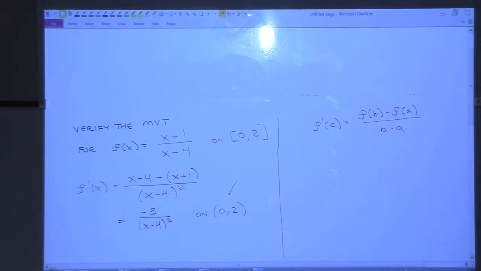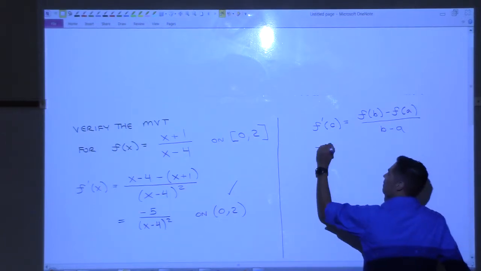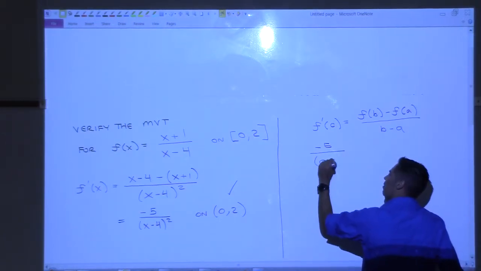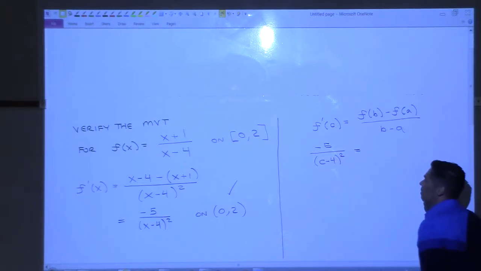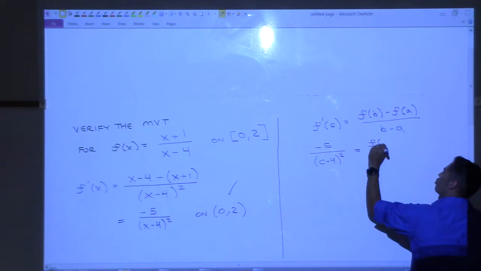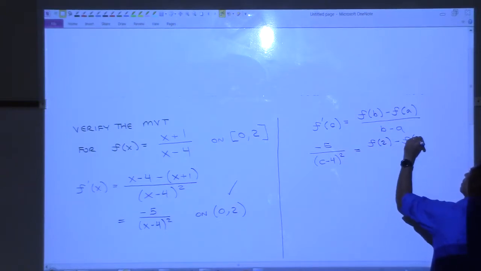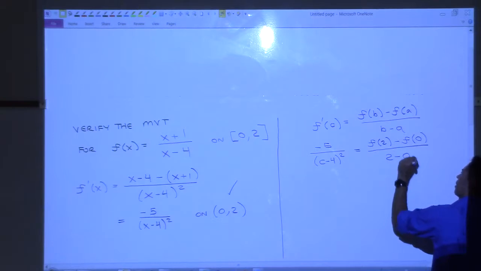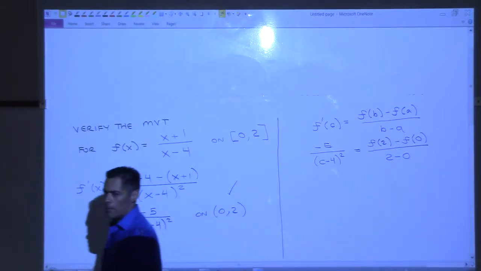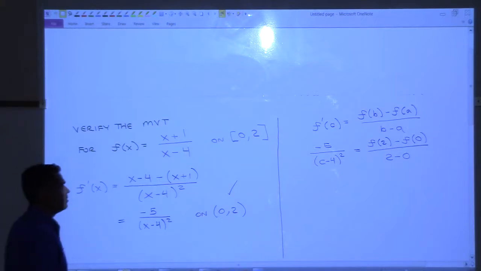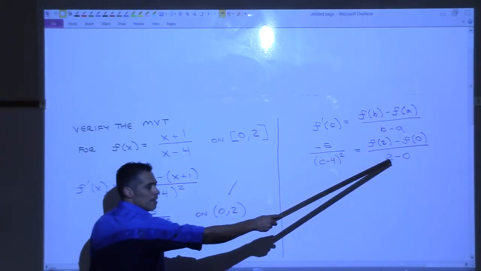Okay, there we go. So this is what the mean value theorem states. It's our task now to go find the c that makes this true. Because we know what a and b are, right? And we know what the derivative is. So what does the left side turn into here? Negative 5 over c minus 4, that quantity squared. That must equal f of 2 minus f of 0 over 2 minus 0. Slope of the tangent line at c, slope of the secant line connecting the endpoints.